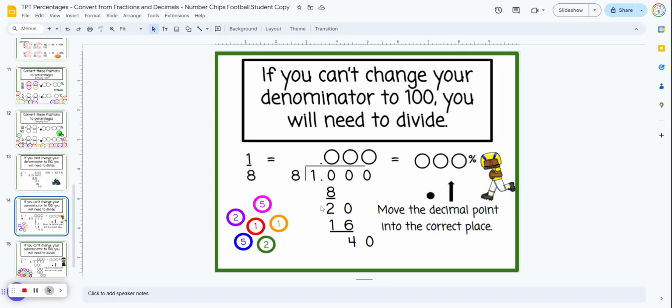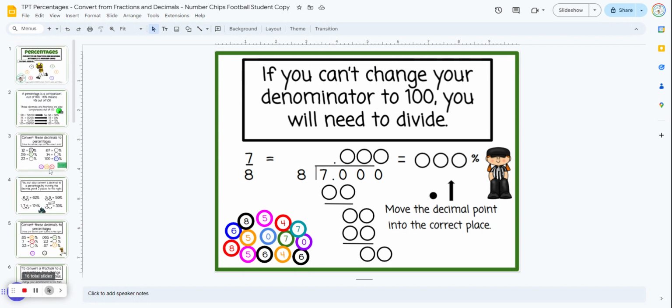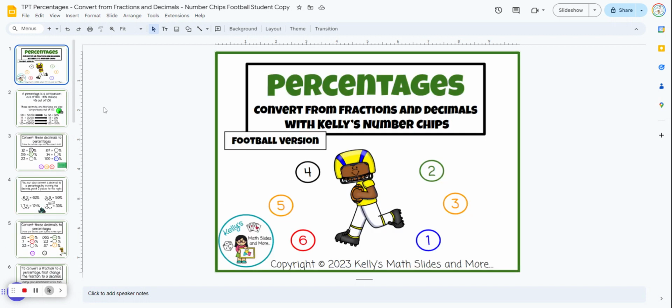So the next slide, they've got a division problem. Most of it's already done for them. They just have to move the numbers in the correct place in the quotient. And then they're going to place this movable decimal point into the correct place for their percentage. And the final slide, they have to do all of the division themselves. They're going to convert to a decimal and then to a percentage and make sure they move that decimal point. So this is the football version of percentages, converting from fractions and decimals with number chips.